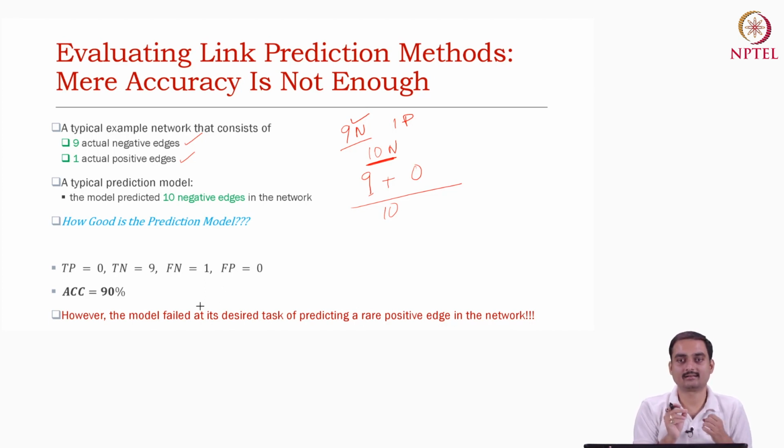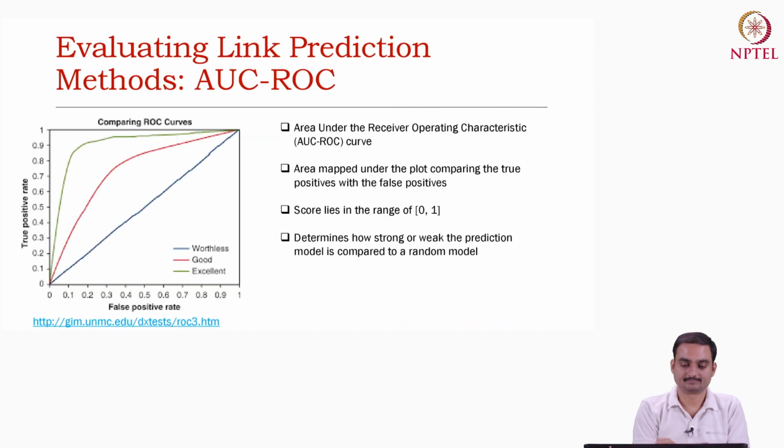You are unable to predict the smaller class, right? You are unable to predict it, but you still got 90% accuracy. That's the problem of the accuracy measure, okay? So how do we get rid of this problem?